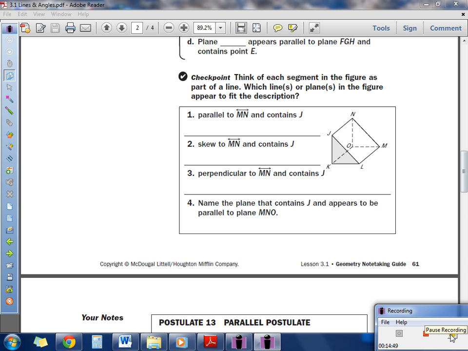Now I want you to try these checkpoints. Take your time, look at the picture carefully. Read the black stuff at the top. Make sure you read the description. Answer the questions.